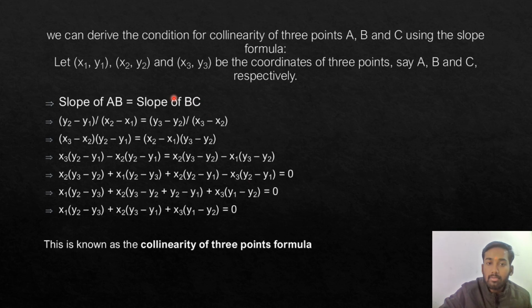Now we can derive the condition for collinearity if we have 3 points A, B, C with coordinates x1, y1, x2, y2, and x3, y3. Then the slope of AB must be equal to the slope of BC. By applying the formula of slopes, we can derive the equation x1 times (y2 minus y3) plus x2 times (y3 minus y1) plus x3 times (y1 minus y2) must be equal to 0, and this is known as the collinearity of 3 points.